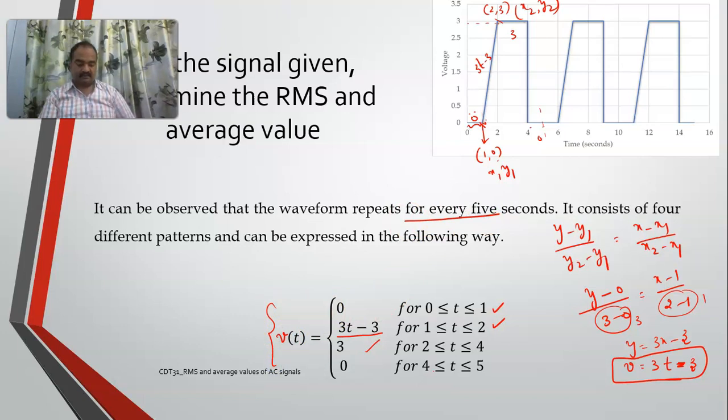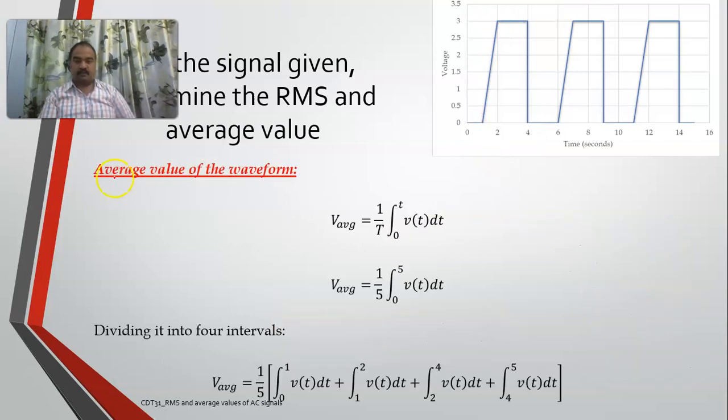Once I have done it, I'll move on to the average value and RMS value of the waveform. So first of all, the average value of the waveform. When I look into this average value, see, the standard equation is this one: 1 by T integral of 0 to T v(t) dt, isn't it? So my time period is 5 seconds.